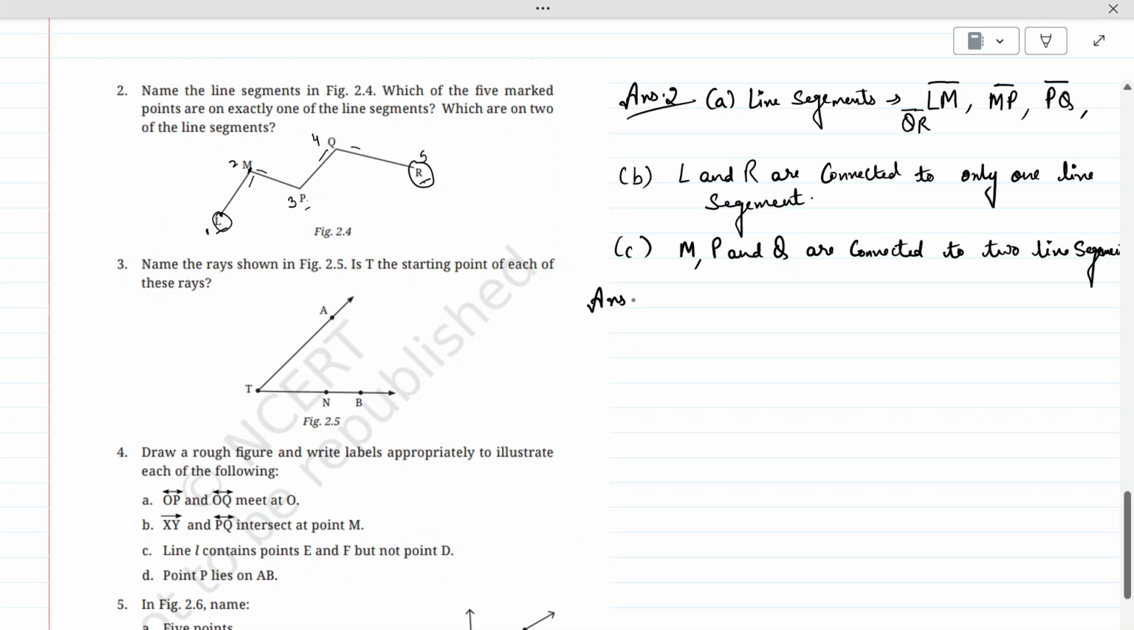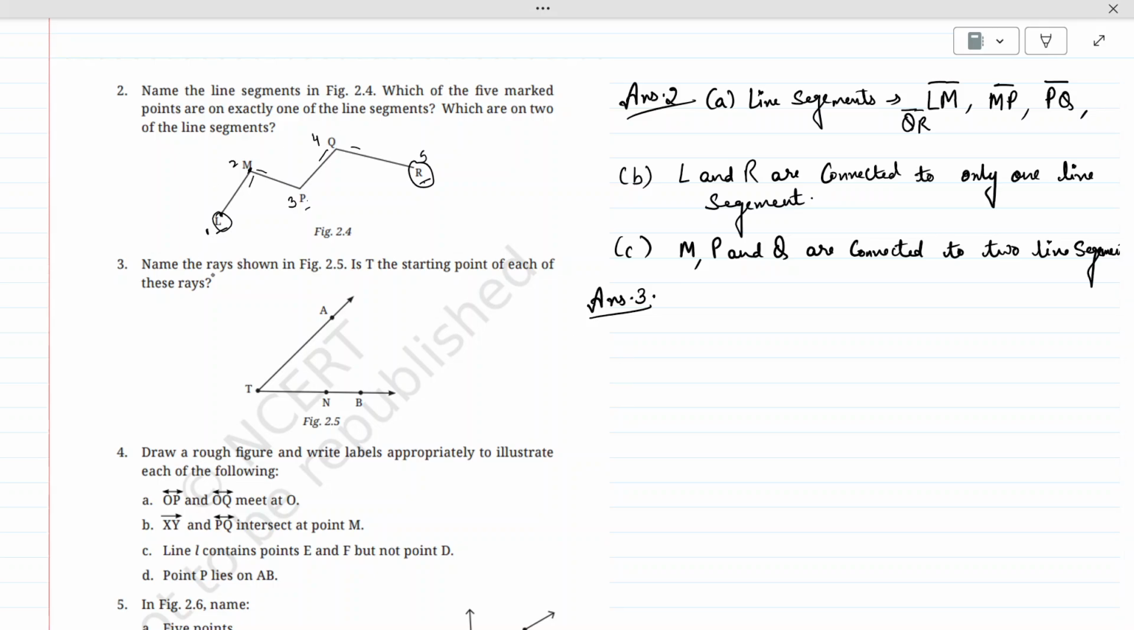But before that, we should know what is a ray. And that we have already done in the last class. A ray has a fixed starting point, but it has no end point. It can be extended infinitely in one direction. And the other thing was it has no finite length also. Okay, so these were the two properties of rays.